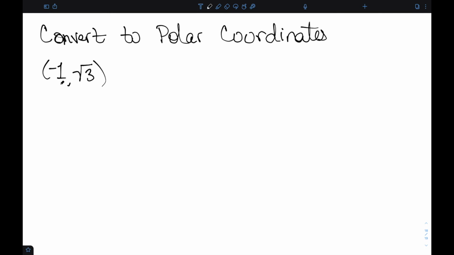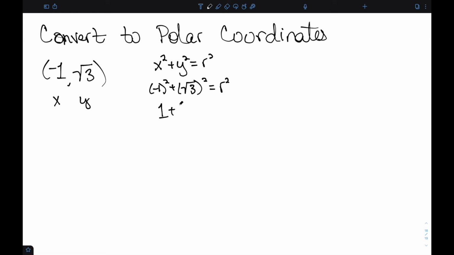Let's look at converting this point -1 comma square root of 3 to polar coordinates. So this is x and y. We have that x squared plus y squared is equal to r squared. This tells me -1 squared plus square root of 3 squared is equal to r squared. In other words, 1 plus 3 is equal to r squared, or 4 is equal to r squared. Finally, we have that 2 is equal to r. And now we just need to find theta.